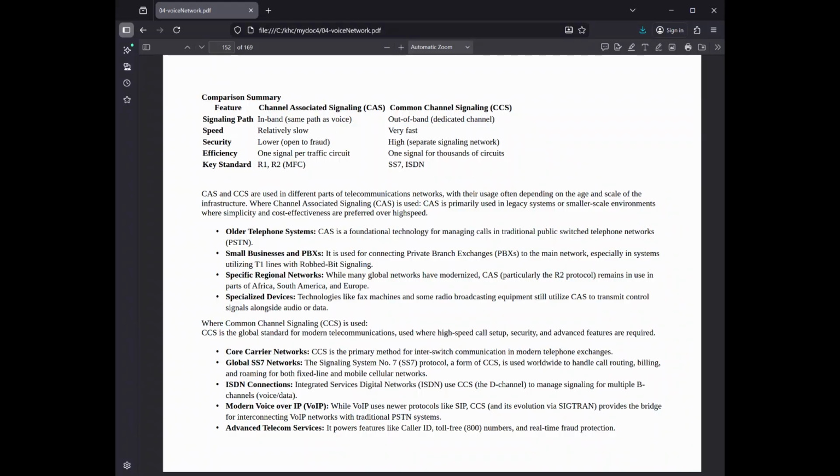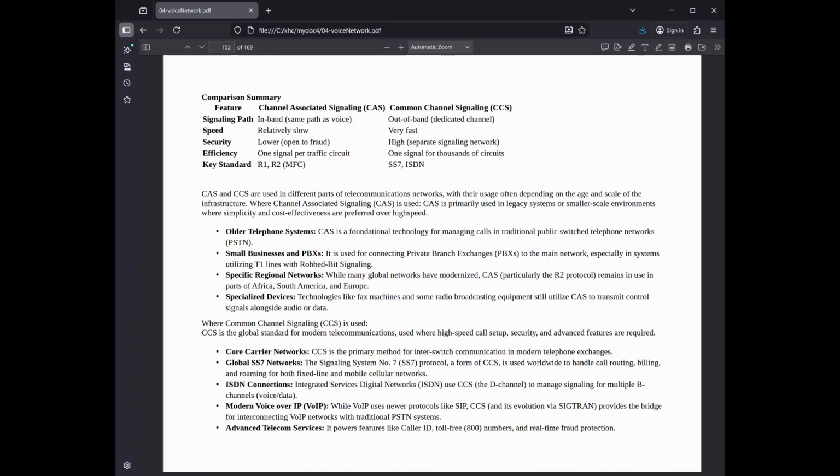CAS and CCS are used in different parts of telecommunications networks, with their usage often depending on the age and scale of the infrastructure. Where channel-associated signaling, CAS, is used: CAS is primarily used in legacy systems or smaller-scale environments where simplicity and cost-effectiveness are preferred over high speed. Older telephone systems: CAS is a foundational technology for managing calls in traditional public switched telephone networks, PSTN.